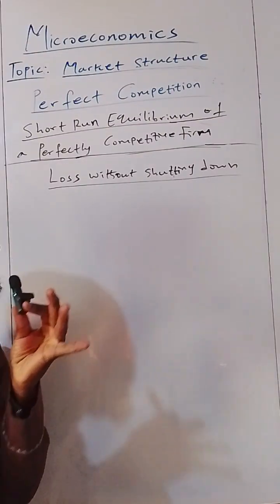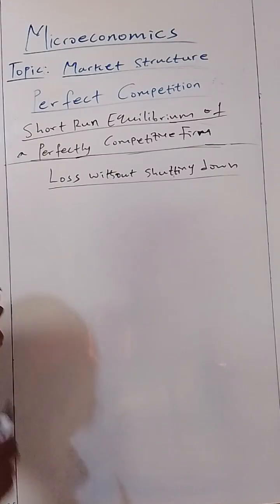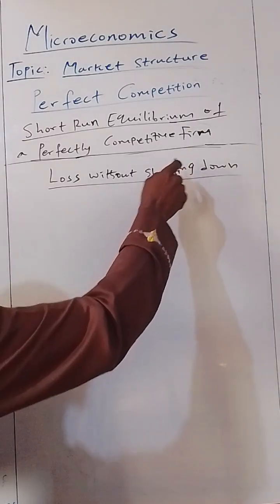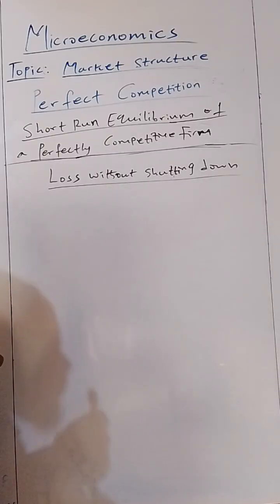So we are still on market structure, particularly perfect competition. In this class, we'll be discussing short-term equilibrium of a perfectly competitive firm. In our previous class, we discussed the case of abnormal profits in the short term. In this class, we're talking about whereby a firm makes a loss, but the firm still continues the operation. That is loss without shutting down.